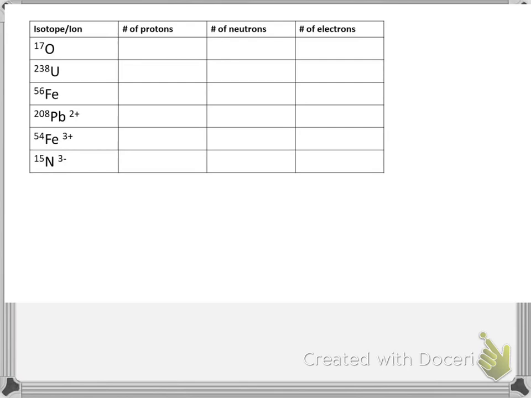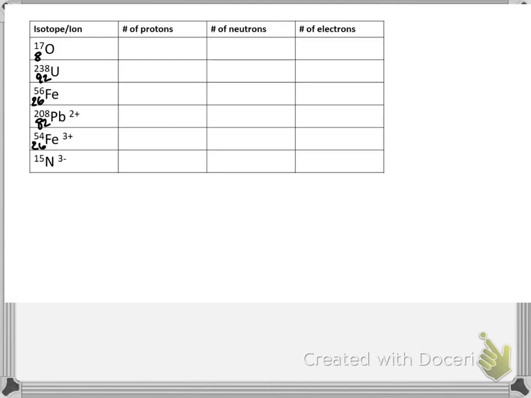So here we have different isotopes and/or ions. What we want to do is determine the number of protons, number of neutrons, and number of electrons for each species. All right, so we're going to fill in the Z value. This is the number of protons each element has.